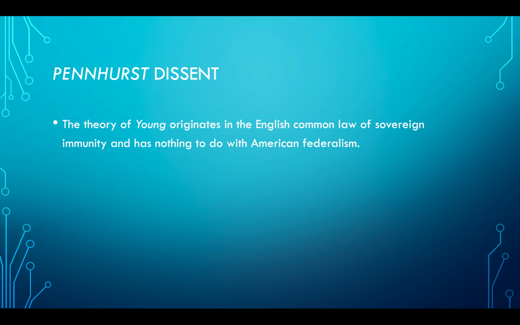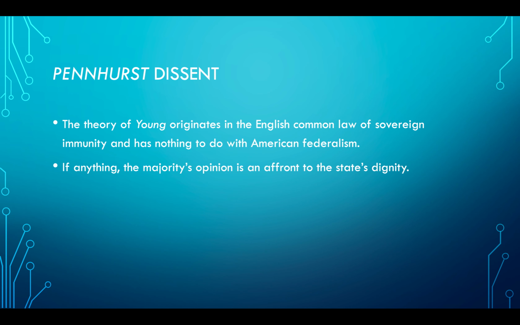Stevens says that Young originates in the English common law, that in England it was well recognized that officers could be sued, even though the king couldn't be sued in name. Officers, the king's officers, could be sued for misapplying the law. And therefore, this exception, this officer suit exception, really has nothing to do with federalism, with trying to resolve that tension between state and federal authority, because we see this exception to sovereign immunity appearing in English common law. Right? So Stevens' disagreement here is pretty fundamental. It's about where this exception, this officer suit exception, comes from.